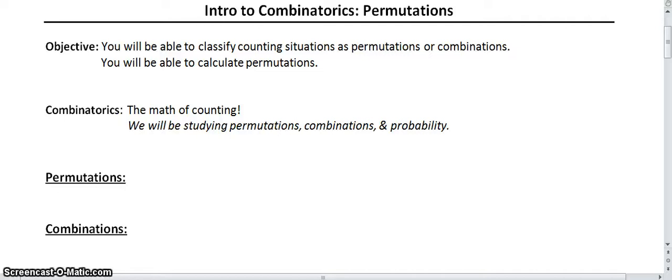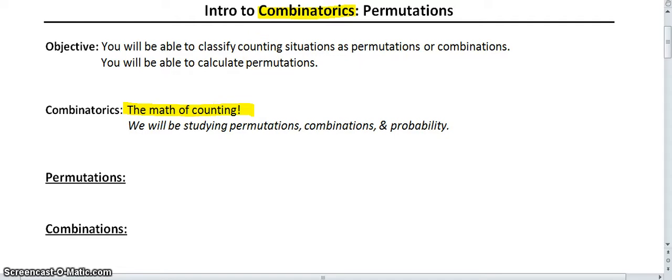Hi everyone. Today we're going to start our unit on Combinatorics, which is a heavy math word to say the math of counting things. So this is going to lead us into conversations about probability and how many options for different things there are. Today we're specifically going to talk about permutations, but by the end of this video you should be able to classify a situation as a permutation or a combination, and you should be able to calculate permutations.